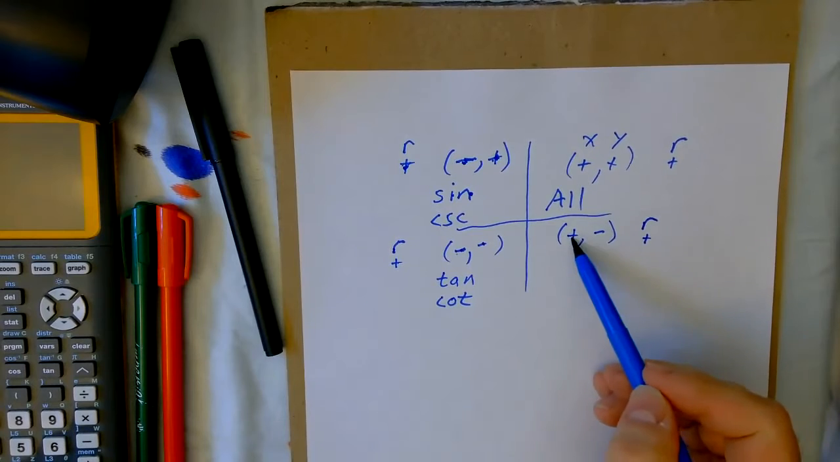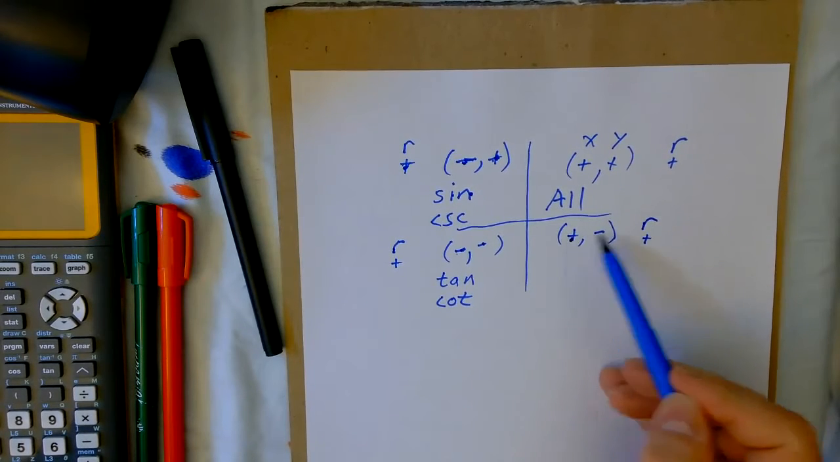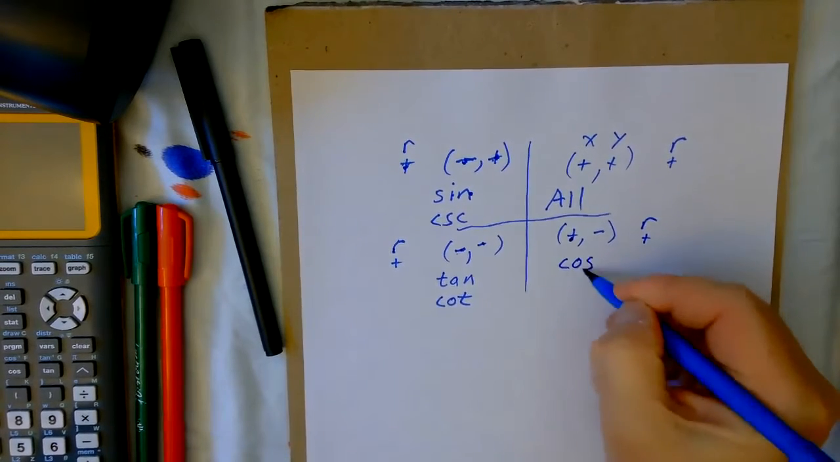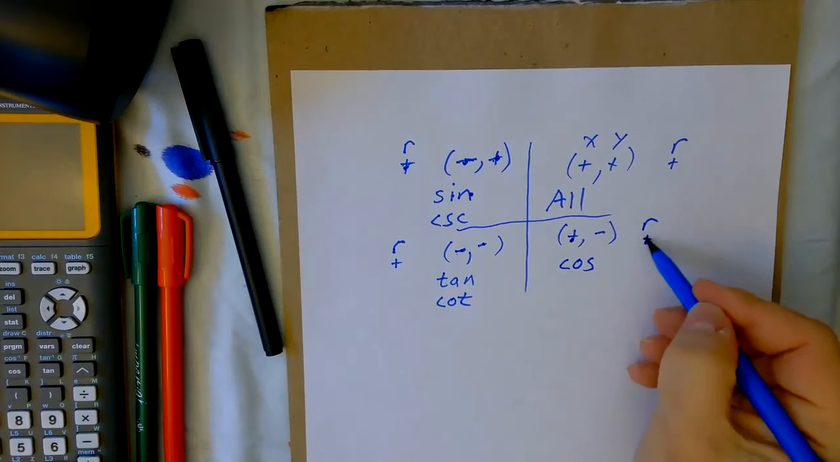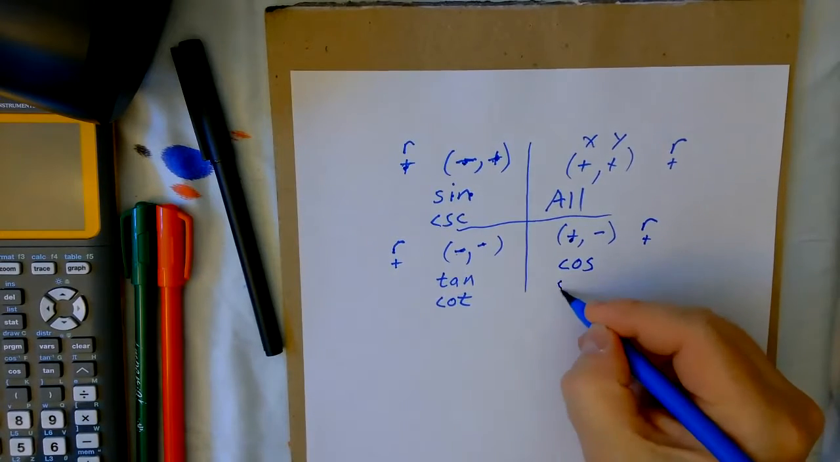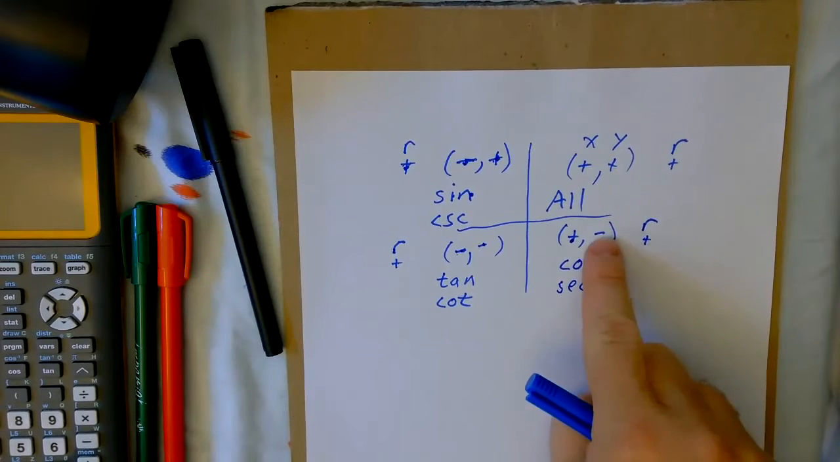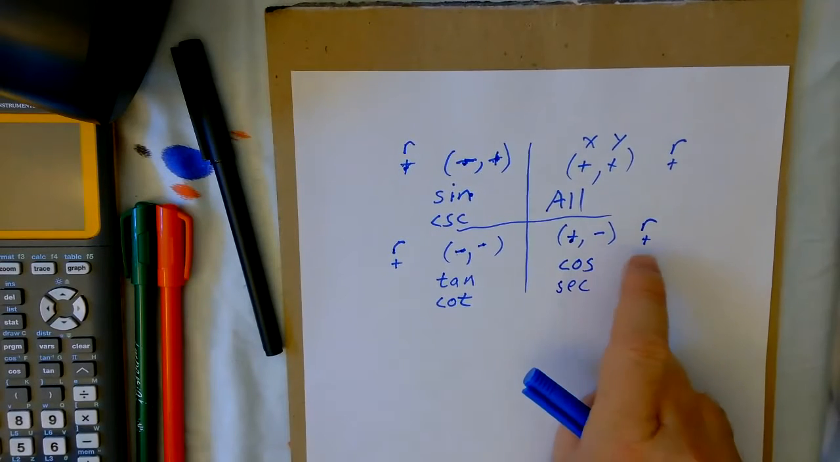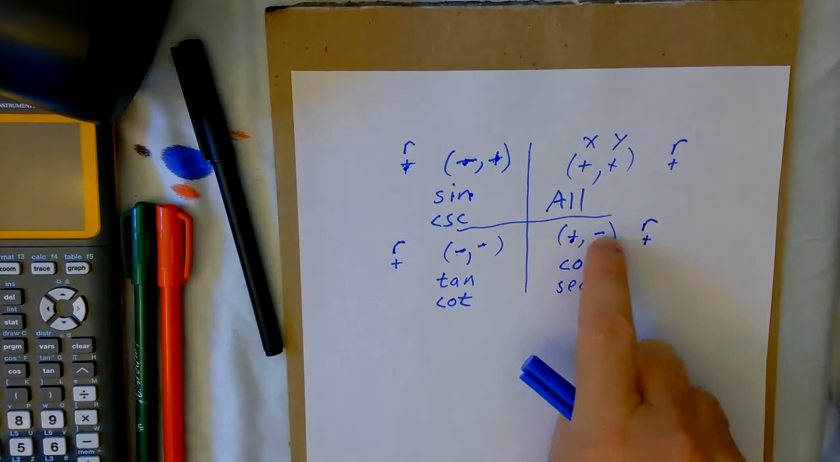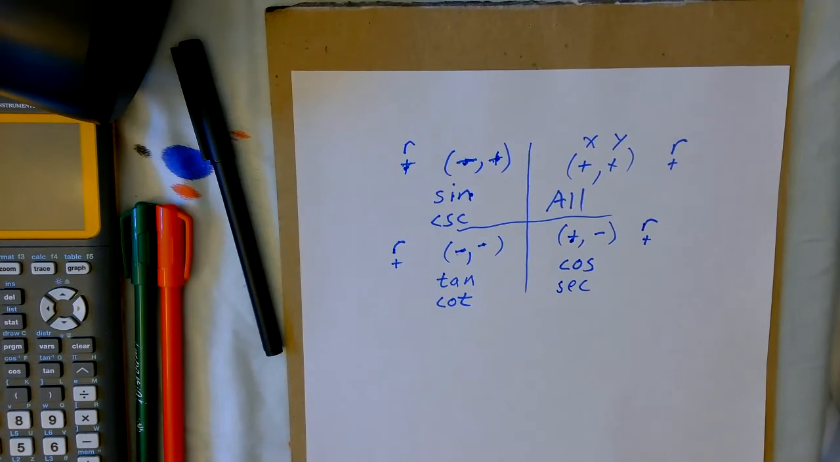So when I do x over r, cosine, positive over positive, cosine will be positive, and then its reciprocal, r over x, will also be positive. That's secant. And then everybody else is going to be negative. Y over r, negative over positive. Y over x, negative divided by positive.